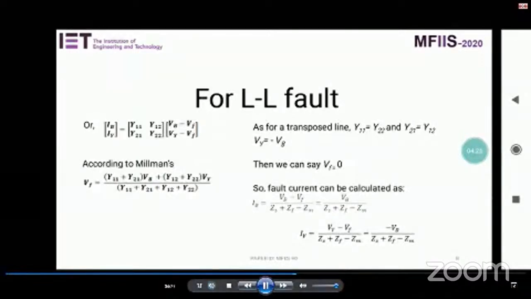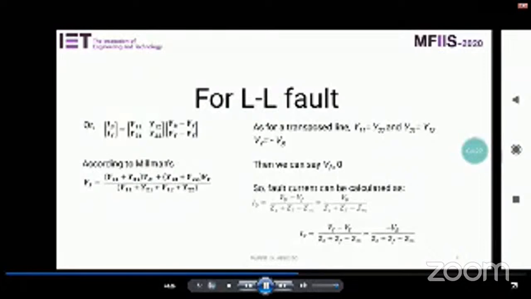As for the transposed line, Y11 is equal to Y22 and Y21 is equal to Y12, and Vy is equal to minus Vb, then we can say Vf is equal to 0. So the fault currents can be calculated as Vb and Vy.